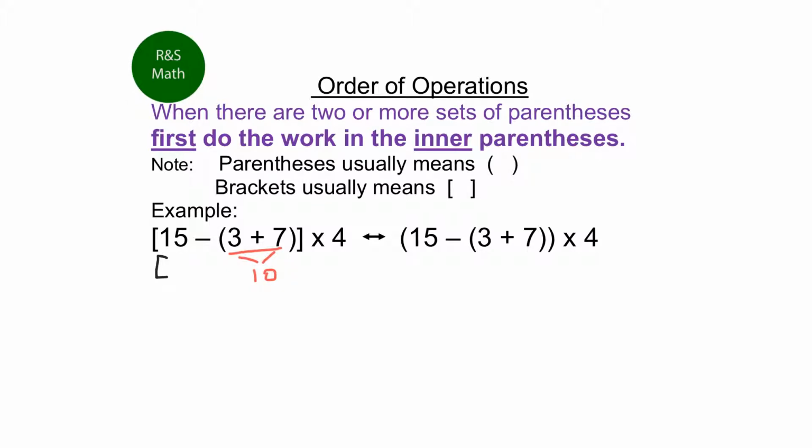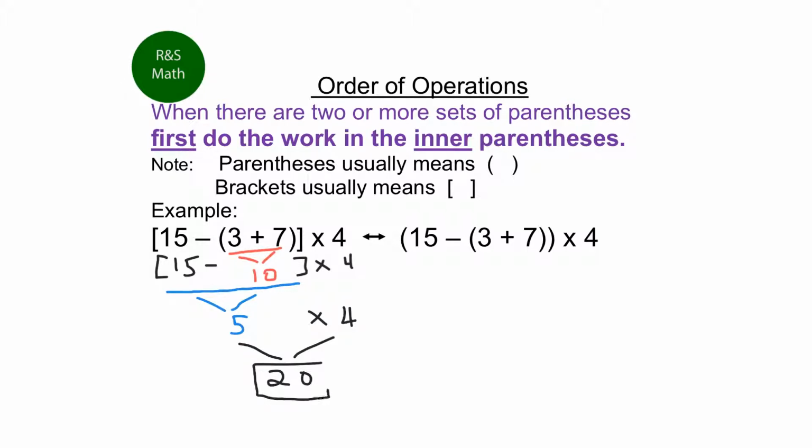It begins with the square brackets, 15 minus, we have the result of 10 in the parentheses, so end the square brackets times 4. We still have a grouping symbol left, the square brackets, so we'll do what's inside of that. 15 minus 10, which is 5. And then we bring down the rest of the problem. Multiply by 4. The only thing left to do is 5 times 4, which equals 20. That's the result when we evaluate or simplify this expression.